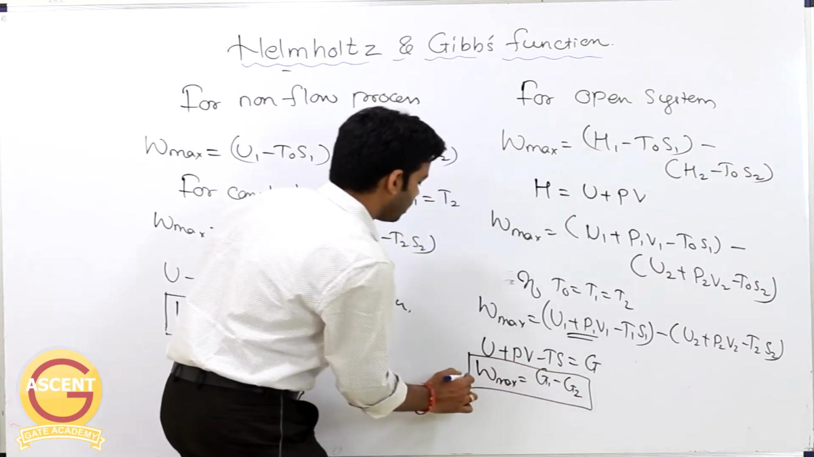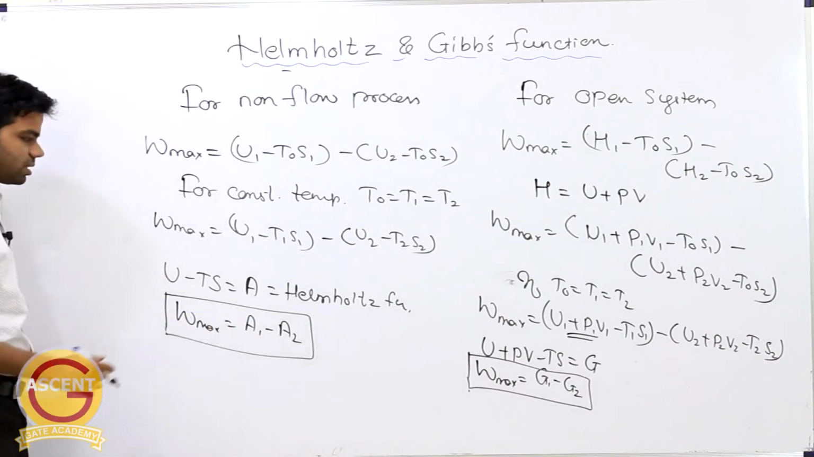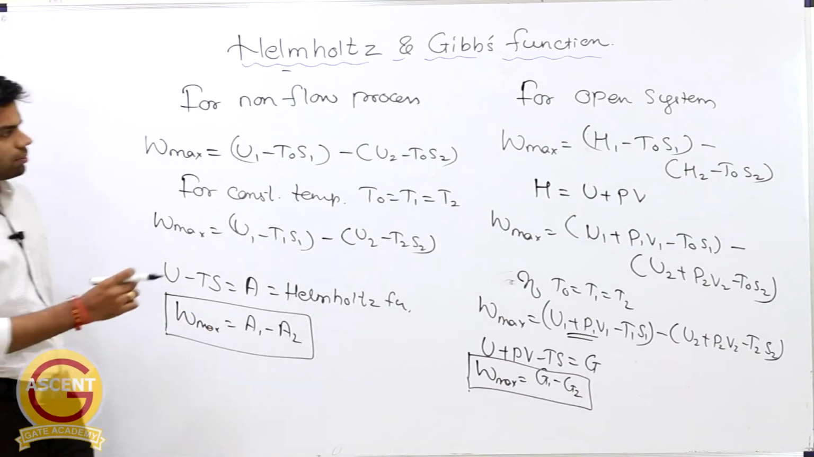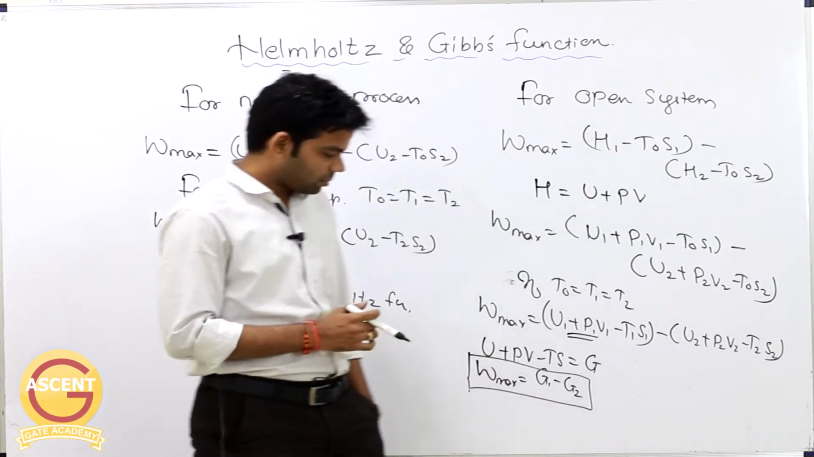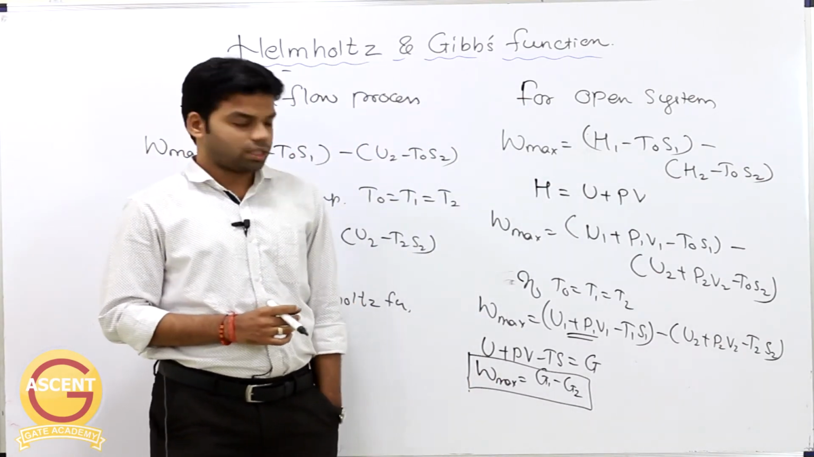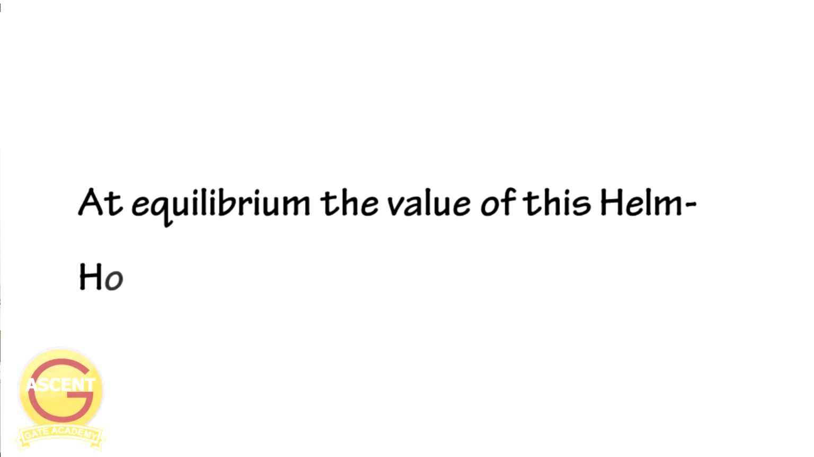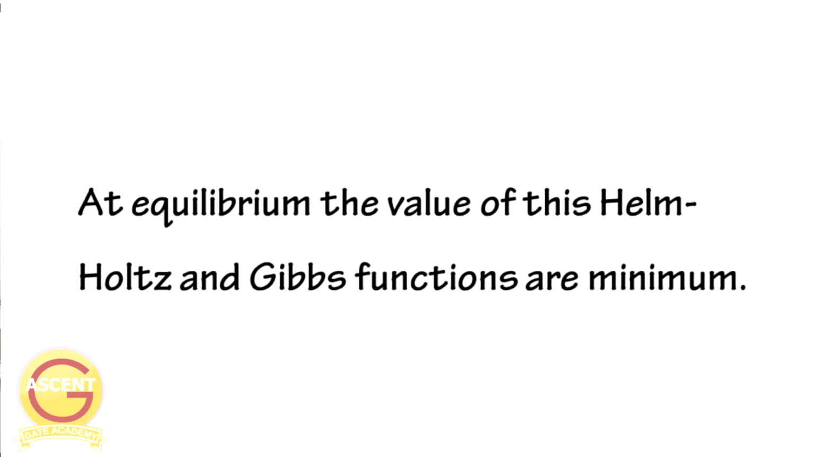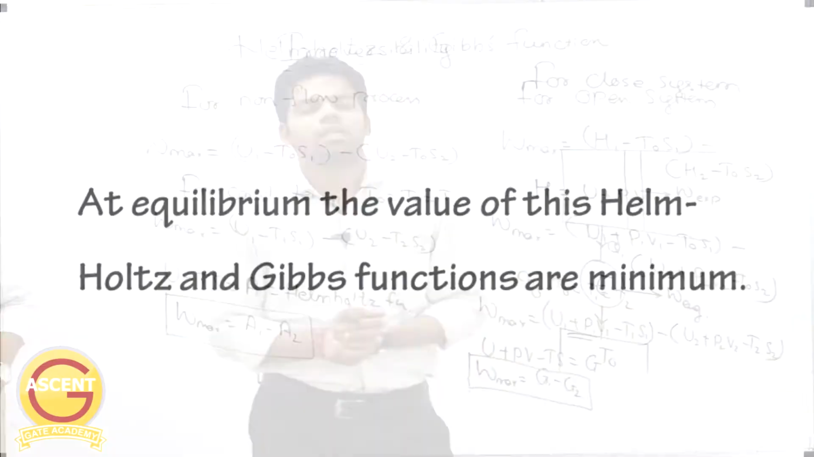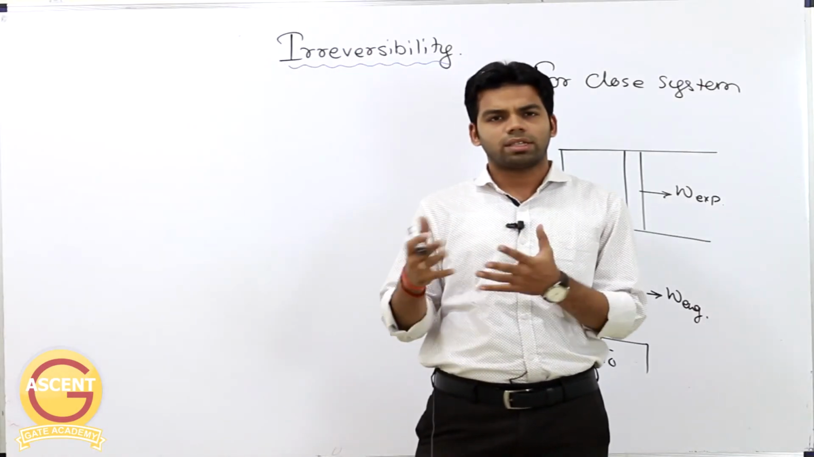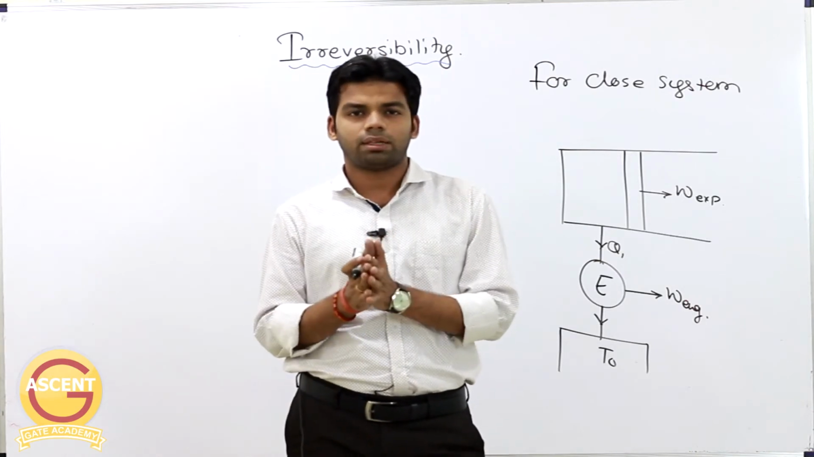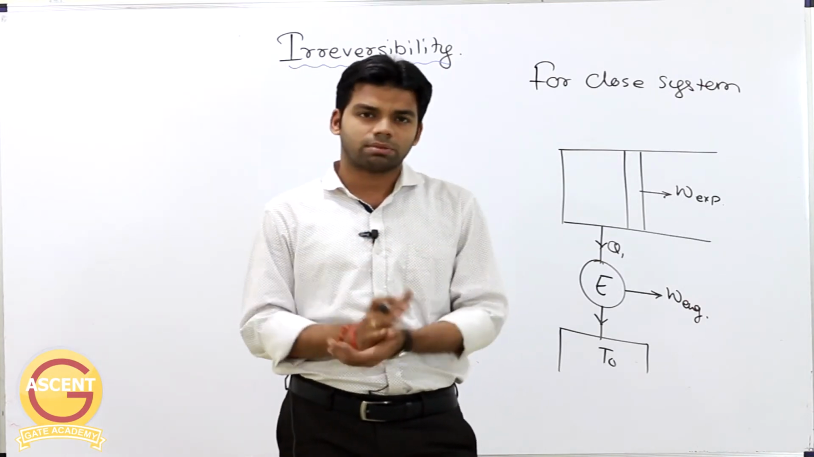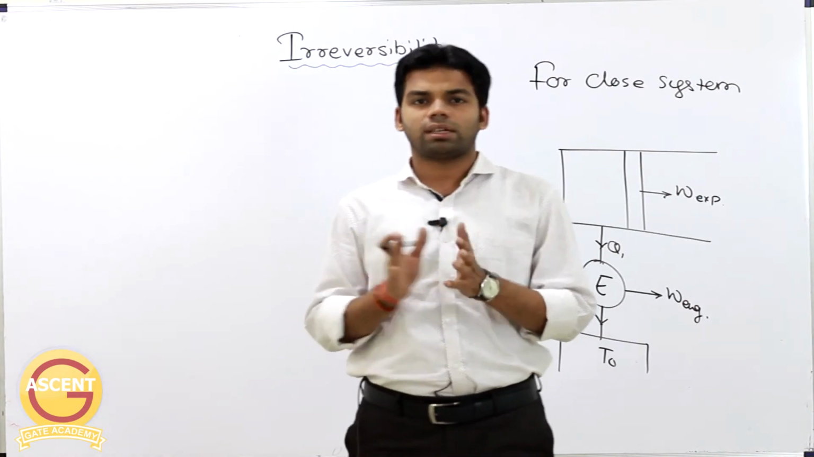So, maximum work in case of a closed system is nothing but the change in Helmholtz function, and maximum work in case of a flow process or open system is nothing but the change in Gibbs function. Clear? And you can write down one note here: at equilibrium, the values of the Helmholtz and Gibbs functions are minimum. Next is irreversibility. Now, what actually is this irreversibility?